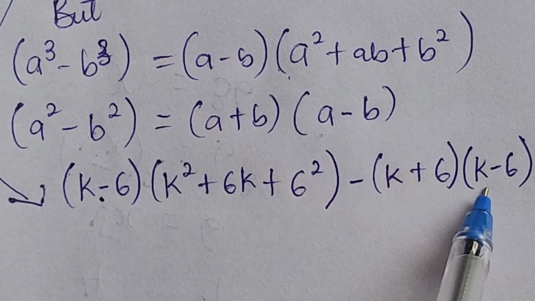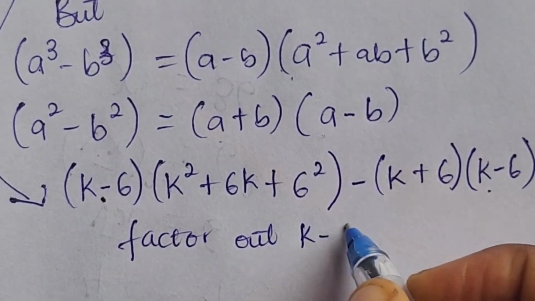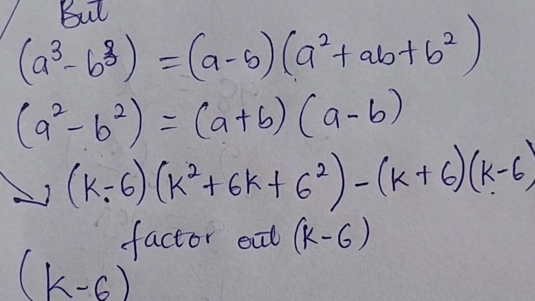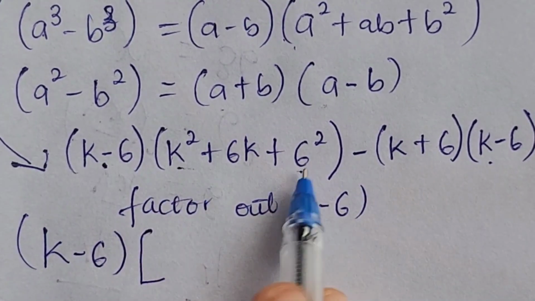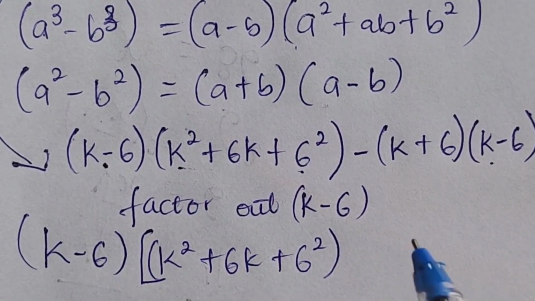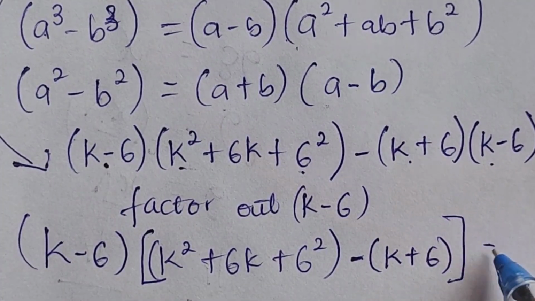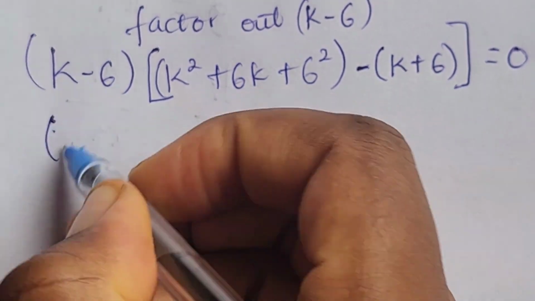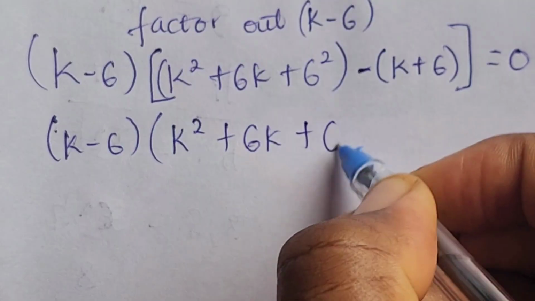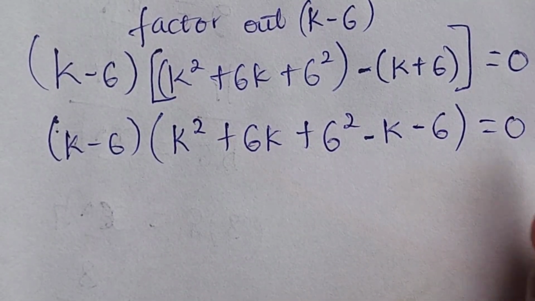We have k minus 6 and we have k minus 6, so we'll factor out k minus 6. So we have k minus 6, we are left with this here, which is k squared plus 6k plus 6 squared, minus we are left with k plus 6, all equal to 0. So this will give us k minus 6. We have k squared plus 6k plus 6 squared. When we open this bracket, we have minus k and we have minus 6 all equal to 0.